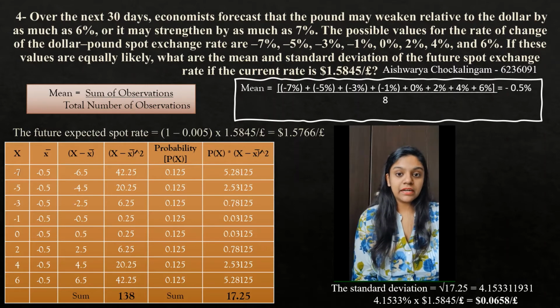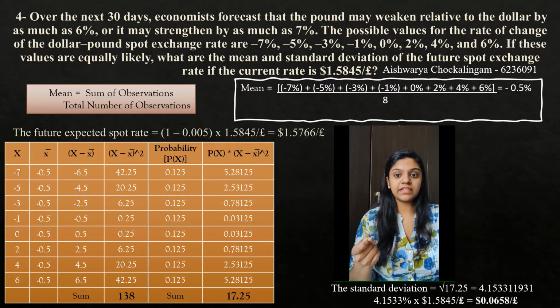Now that we've calculated the average mean of minus 0.5%, we'll have to find the future spot exchange rate. For this, we use the future value formula: 1 plus r raised to t, multiplied by the present value. The present value here is the current exchange rate, which is 1.5845 US dollars per euro, multiplied by 1 minus 0.5%. Usually it is plus, but since the average mean is minus, you calculate it as 1 minus 0.5%, and you get a total value of 1.5766 US dollars per euro purchased.